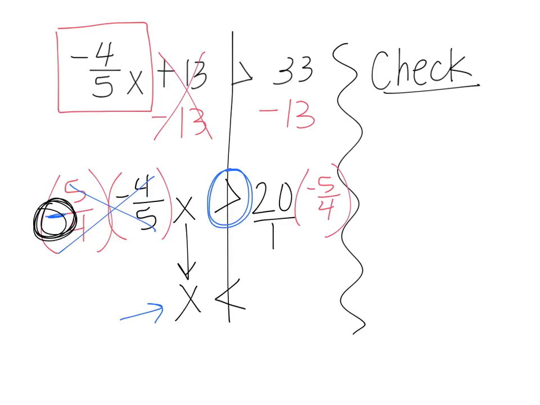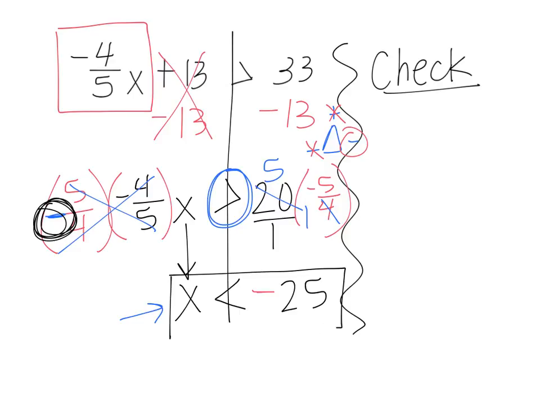Put 20 over 1 so that you have a nice pretty fraction. 4 goes into 4 once. It goes into 20 five times. 5 times negative 5. Again, if you need to use your triangle, feel free. That's what we practiced it for. Positive 5 times negative 5 will leave a negative answer. And 5 times 5 is 25. 1 times 1 is 1. So we have that x should be less than negative 25.